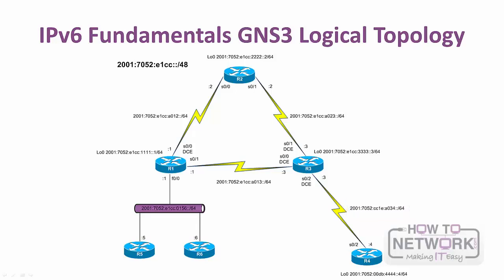Company 123 is connected to its ISP R4 through the 2001:7052:E1CC:A034/64 network. As an example of a remote server, the R4 server has the loopback 0 interface configured with 4444 in the fourth hextet.